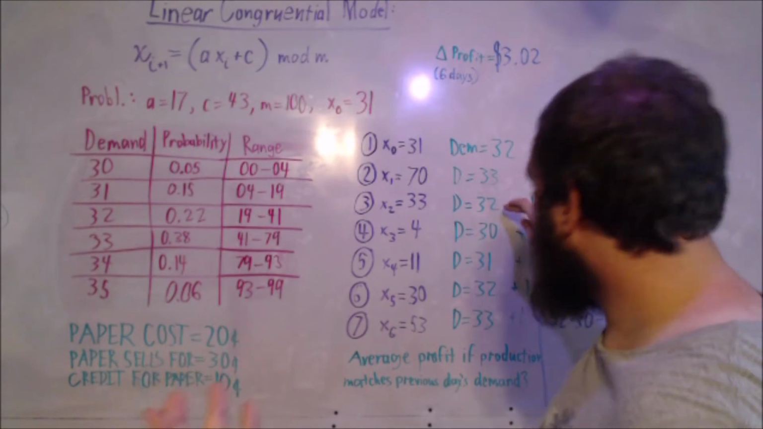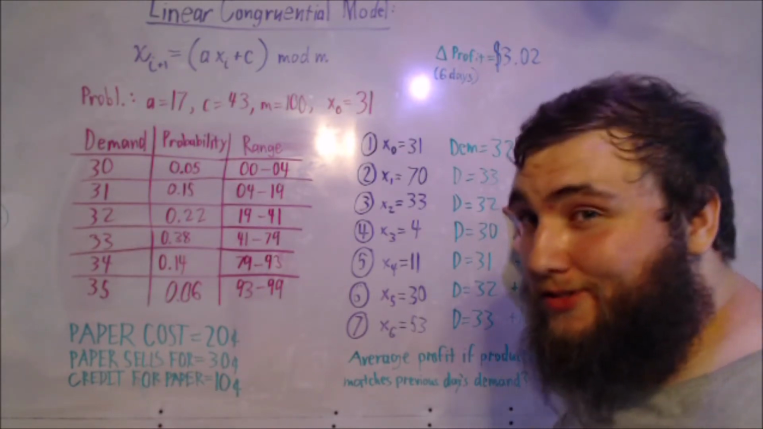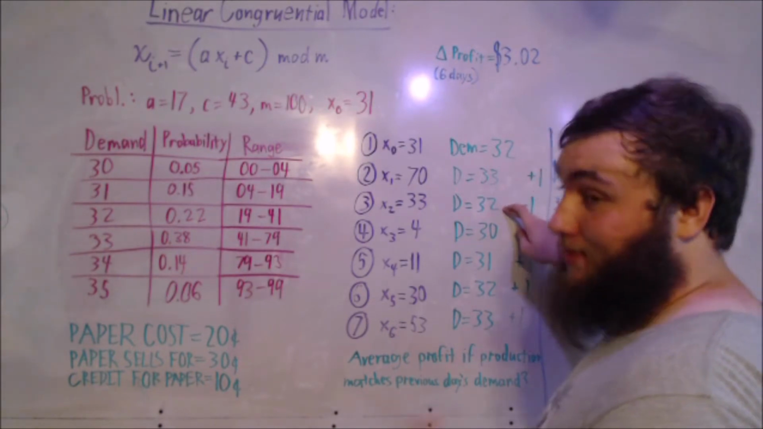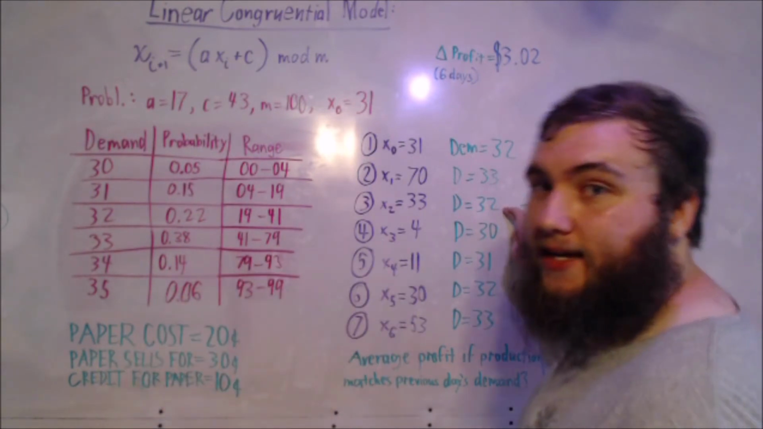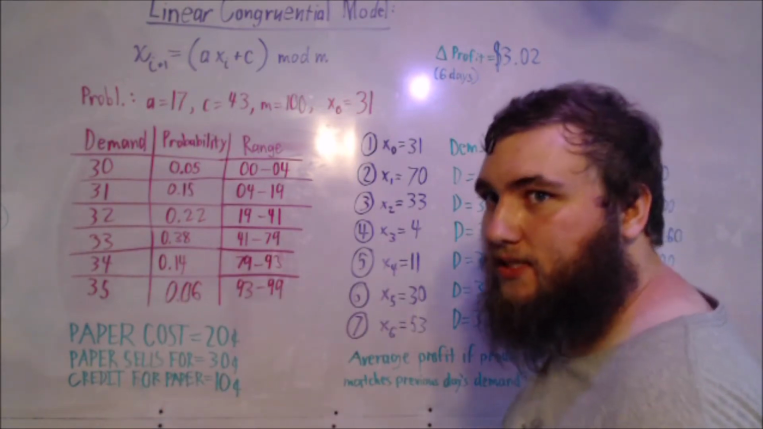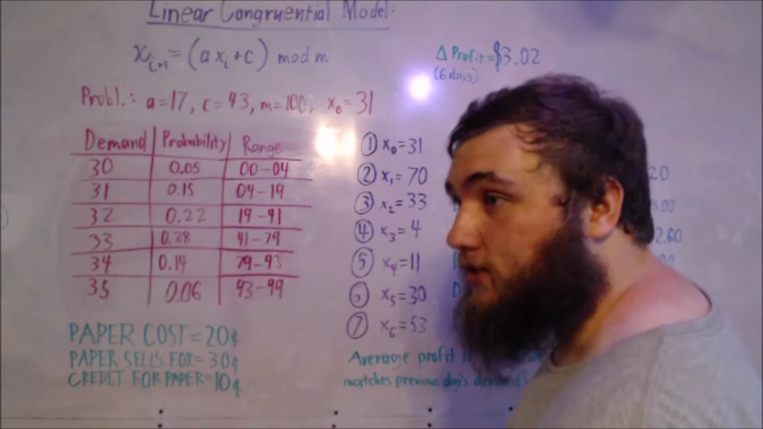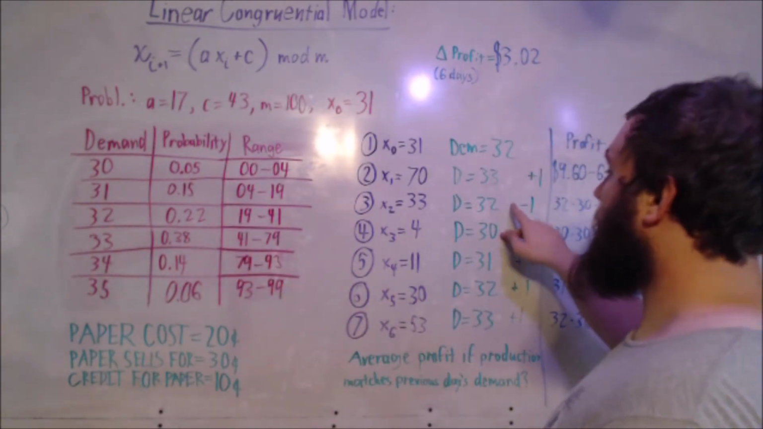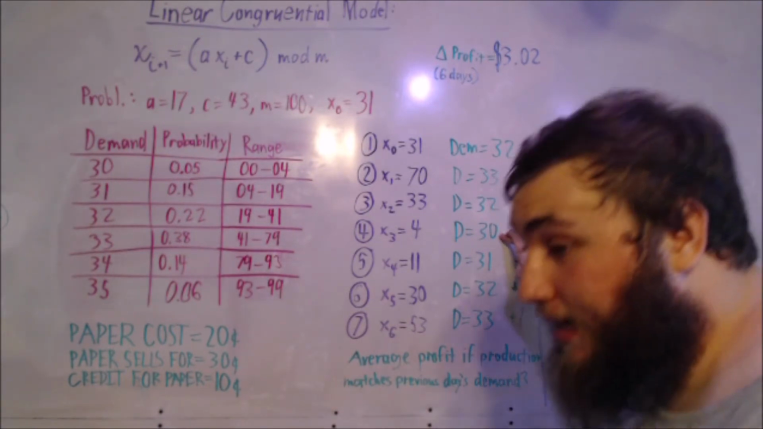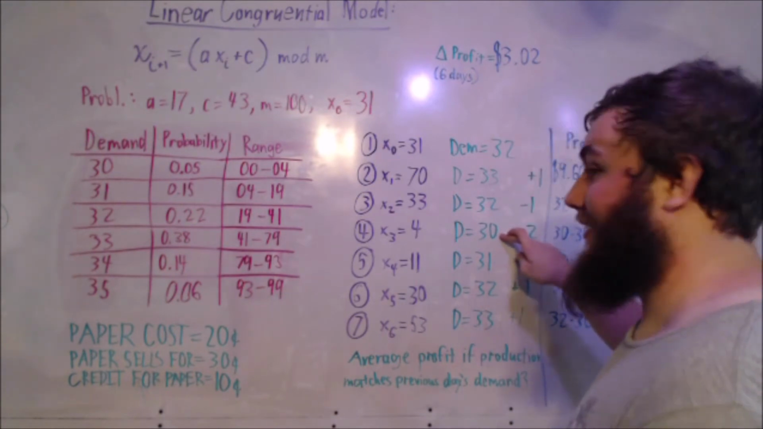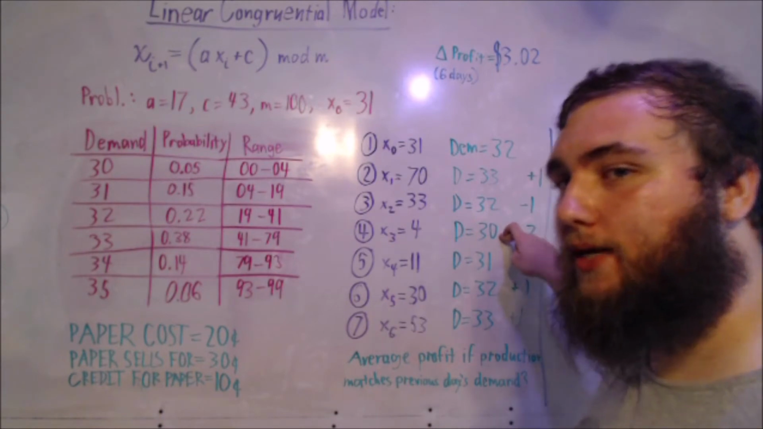Next day, you've produced 33, but there's a demand of 32. Uh-oh, you produced too many papers. You're able to sell 32, but you produced one too many, so you're going to have to sell one back. So you actually end up losing 10 cents, and that sucks. But you did make a profit, it's just that you didn't make as much of a profit. The next day, the demand was 32, so I'm going to produce 32. Turns out that day you only sell 30. Well, you've just produced 2 extra papers, and now you have to sell back 2 extra papers.